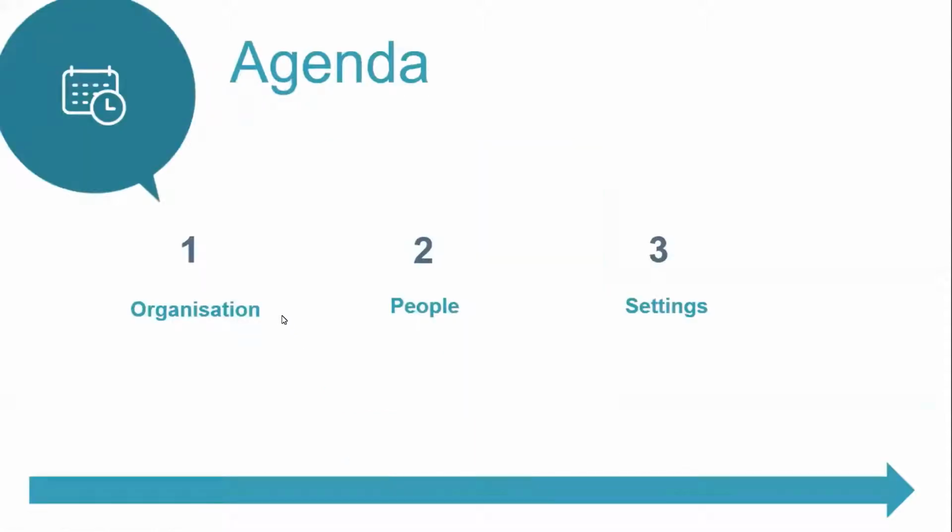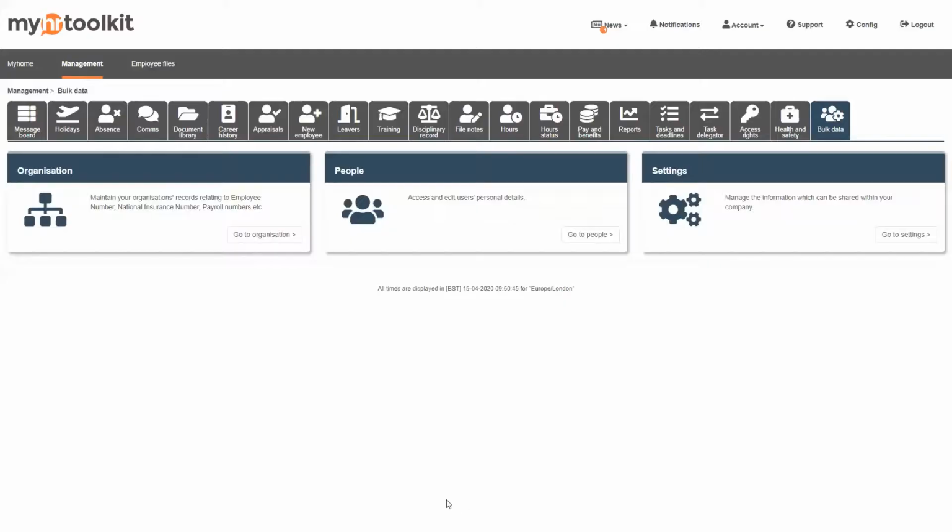What we're going to cover within bulk data is three areas, which are organisation, people, and then settings. At the end, we'll go through some questions. If anybody has any questions, please add them to the Q&A section and we'll try to get through them at the end. Now I'm going to share my screen so that I can go into my toolkit. Hopefully now everybody can see my toolkit.